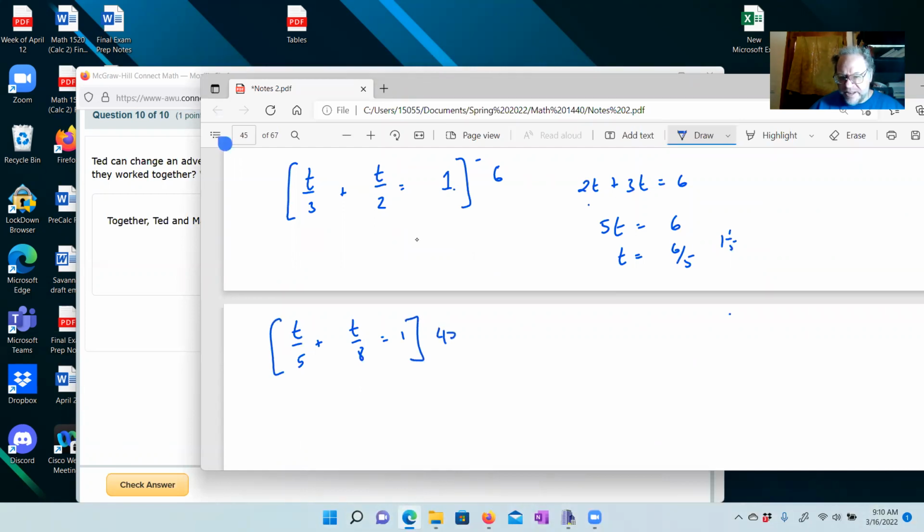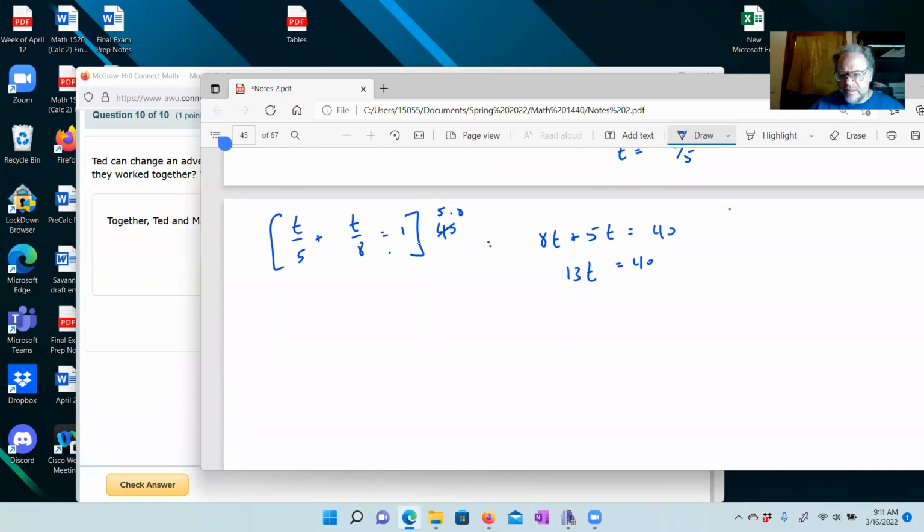So multiply by 5 times 8 is 40. So we're going to have, let's even do it this way. Okay. So it's clear that the 5's cancel, so we end up with an 8t plus that cancels. We have a 5t is equal to 40. Okay, so this is going to be 13t equals 40. And then t will be 40/13, which I think is 3 hours and 1/13 of an hour.